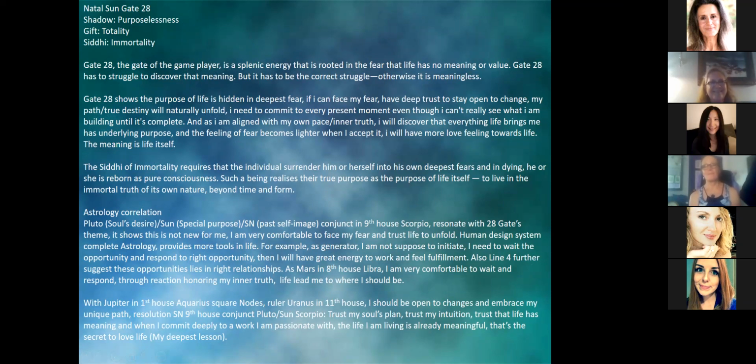Okay, so I'm going to start with my natal sun. It's in gate 28. Each gate actually operates at a different consciousness level. It's very similar to EA's idea of evolutionary state. So for this gate, the shadow level is purposelessness. The gift is totality, and the siddhi is immortality.